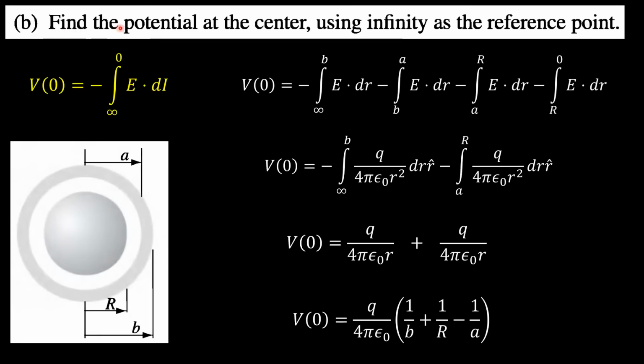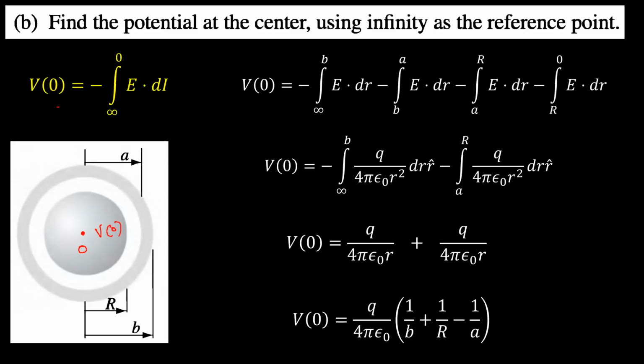Part B is to find the potential at the center using infinity as a reference point. You take infinity as a reference point. So we have to find the potential at the center, that is at the origin. So we have to find V of 0. By definition, V of 0 is equal to minus the integral from infinity to 0 of the electric field dotted with dl, as we bring the charge from infinity to 0. This we can split into separate regions.